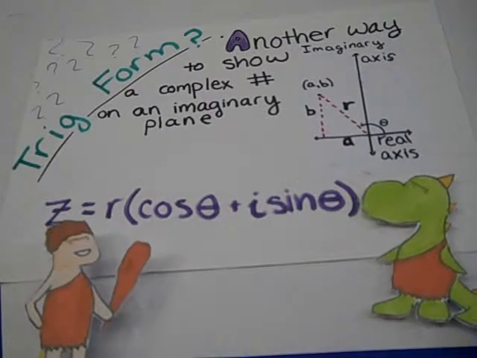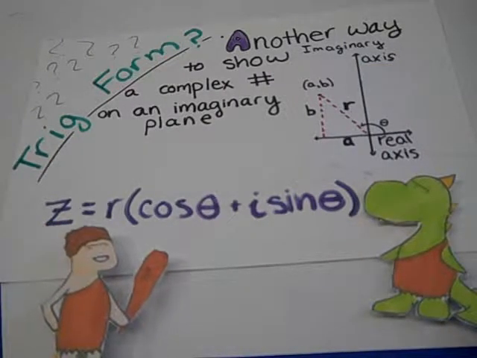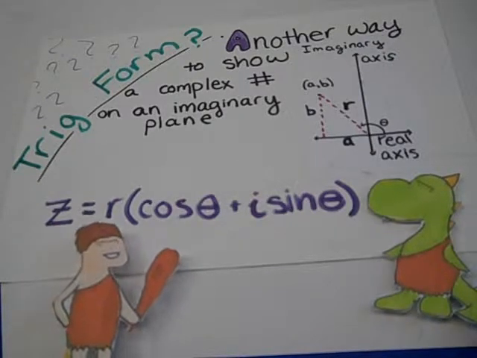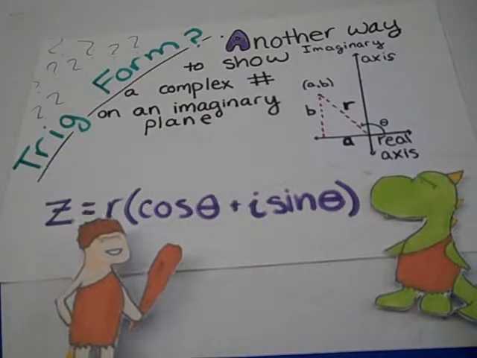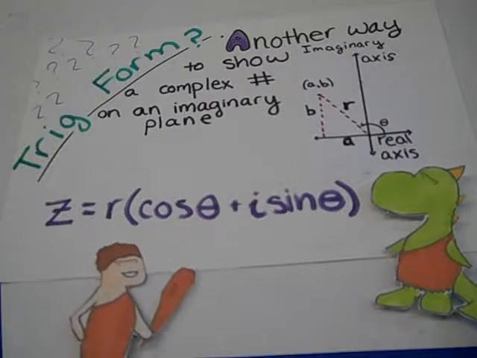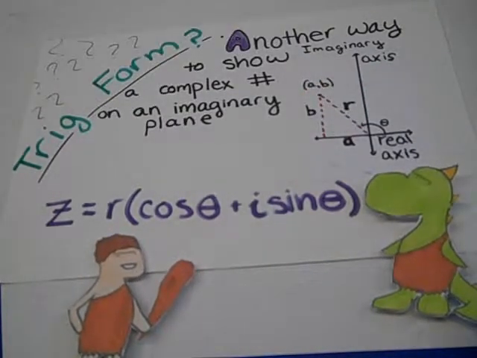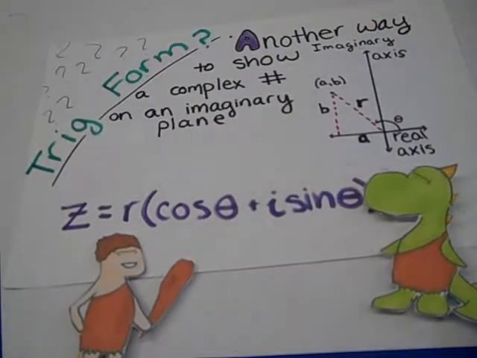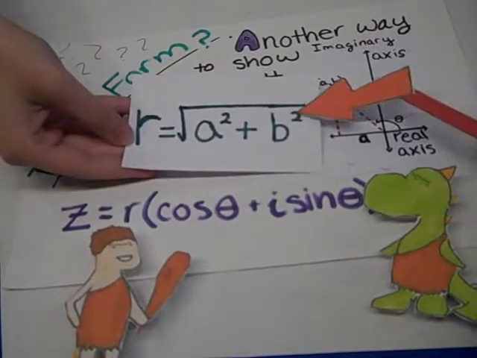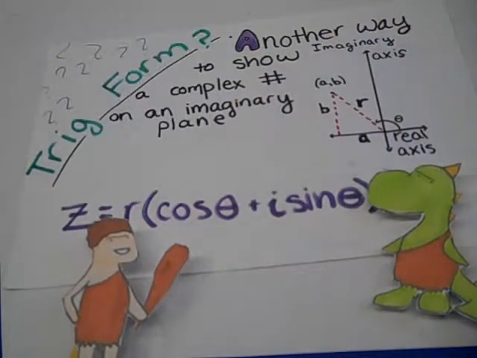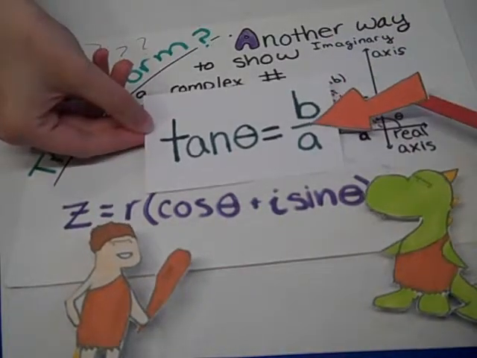For the trigonometric form, theta can have an infinite number of values, so it's usually bounded between 0 and 2 pi radians. From the graph, we can use these following equations: a equals r cosine theta, b equals r sine theta, r equals the square root of a squared plus b squared, and tangent of theta is equal to b over a.